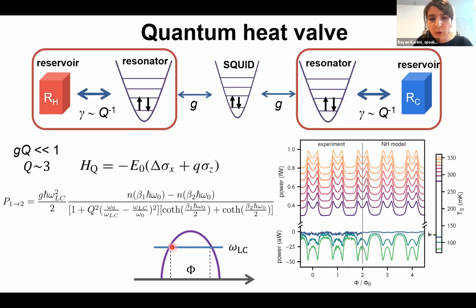And then at the two points, by changing the flux, it will be in resonance with the qubit, and then we have these two sharp heating peaks, and otherwise there will be no contact between the qubit and the environment, so nothing goes through. Here you can see the experimental data, and here the theory modeling, where the only fitting parameter is the quality factor, as you can see.